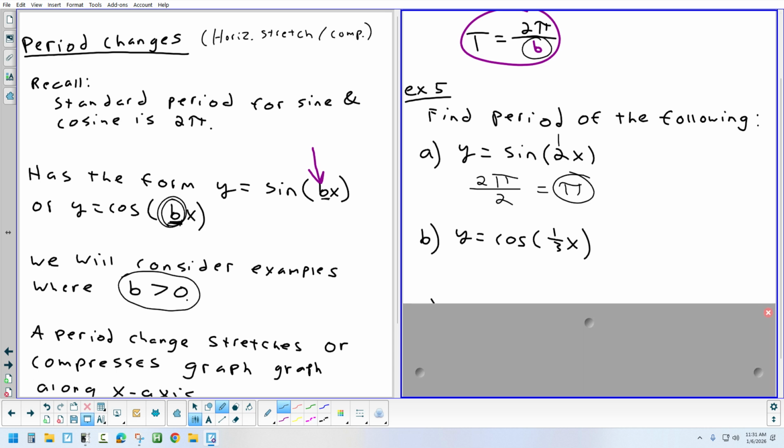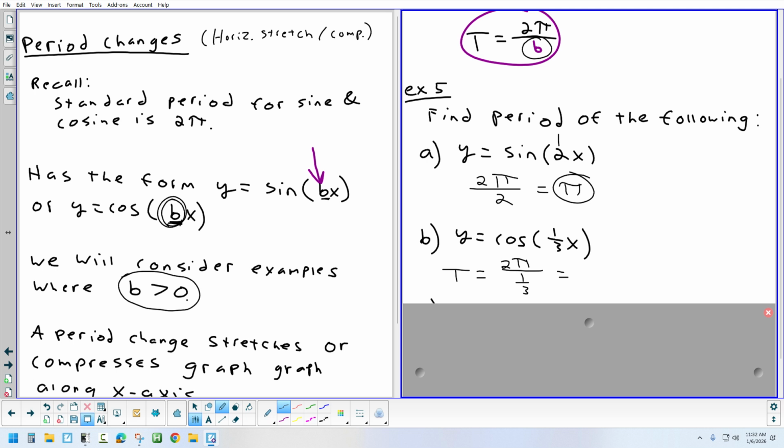What's going to be the calculation? You don't have to give me the final answer. Just tell me what's the formula that I'm going to use to find the period. Is it 2 pi over 1/3? 2 pi over 1/3. How do you divide 2 pi by 1/3?